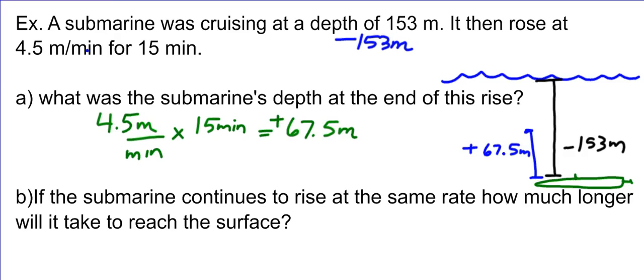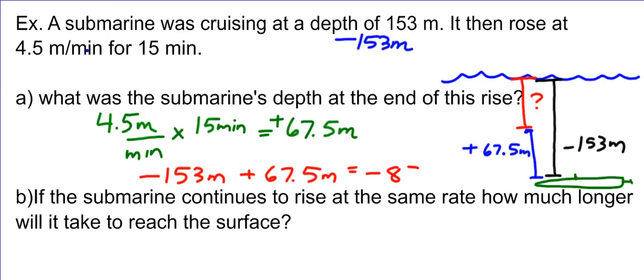So what the question is asking us is, what is this space that's left? Well, that's the difference between negative 153 and positive 67.5. So we're going to add these up. So negative 153 meters plus 67.5 meters. And so the submarine is still at a depth of 85.5 meters. And the negative tells us that he's underwater. The negative is showing the direction.